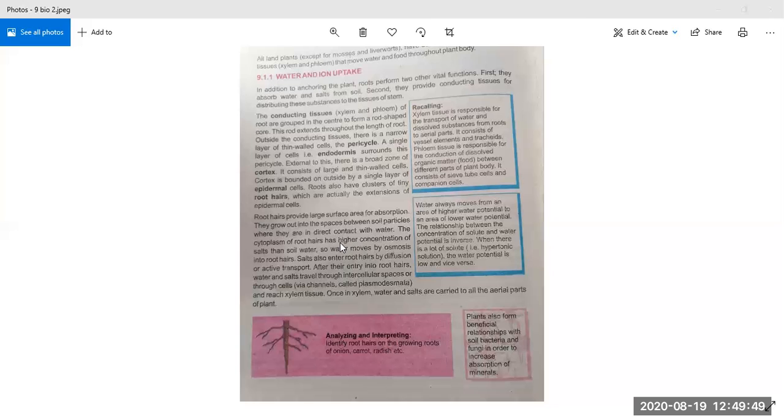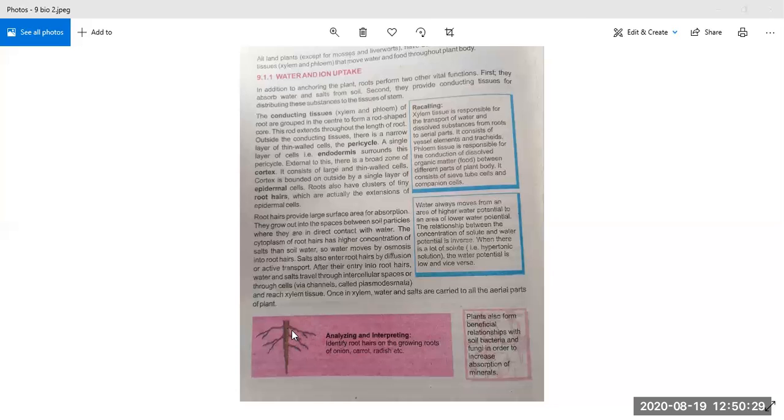Now you can see the diagram in your book. It says identify root hairs on the growing roots of onion, carrot, radish, etc. In this diagram, you can see this is the main part of the root, and parts extend from it. The main part of the root consists of xylem and phloem tubes, and these are connected with a pericycle, and this pericycle is connected with the cortex. These extended parts are called root hairs, and the extended parts of root hairs are actually the cortex of the internal structure of a root.